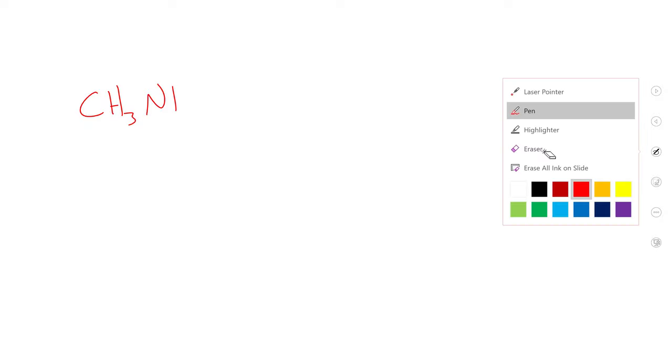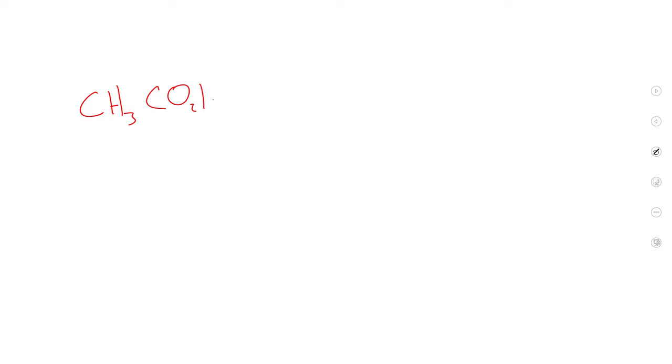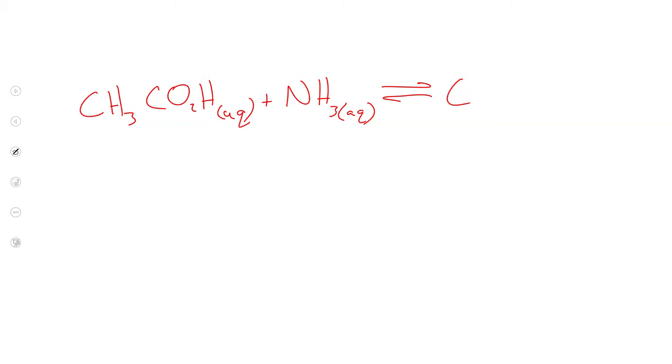Because we're going to look at it, if we did something like acetic acid and ammonia, started combining the two. So acetic acid looks like this. Ammonia. If acetic acid acts as an acid, ammonia acts as a base, we're going to get what? Very good. Again, aqueous.